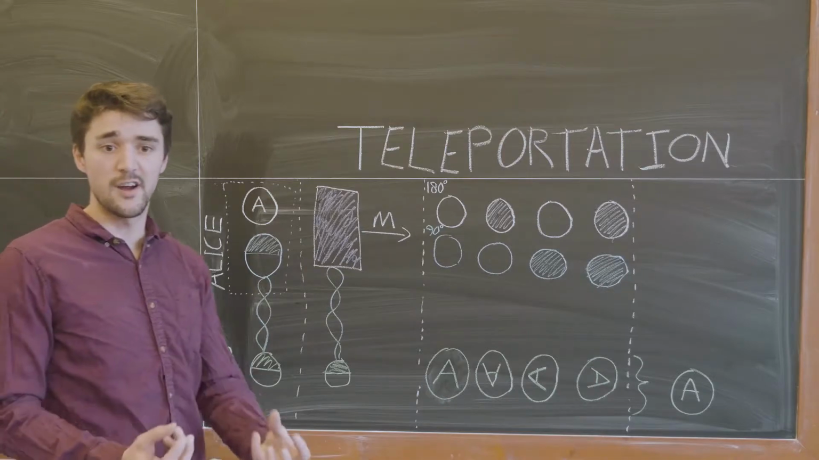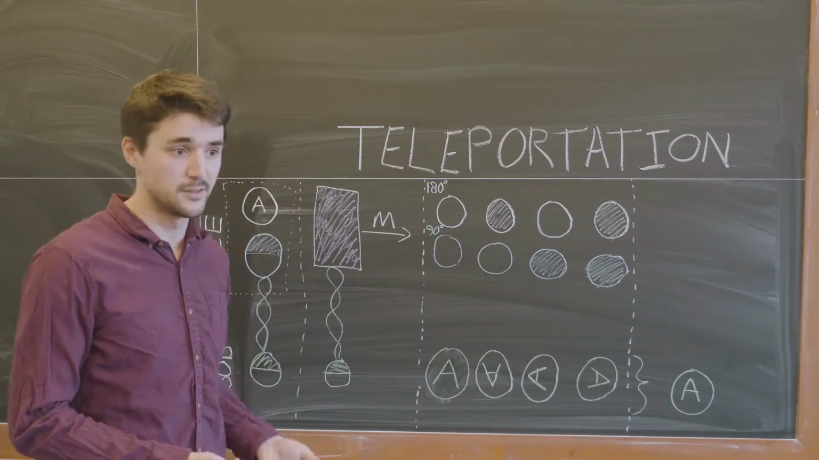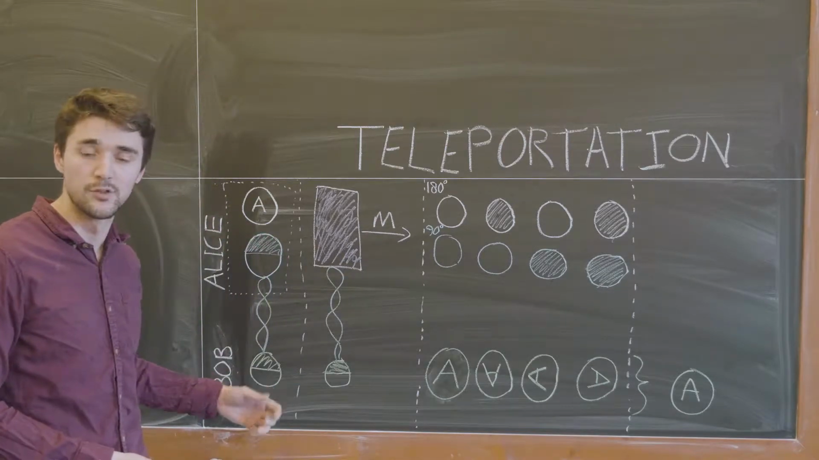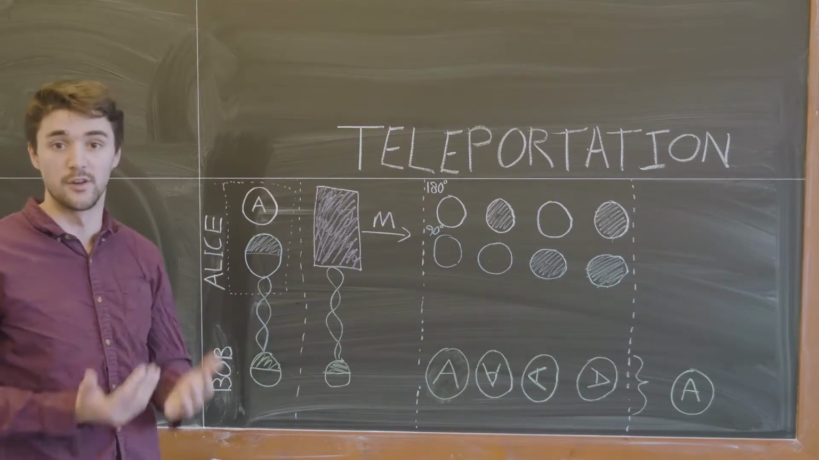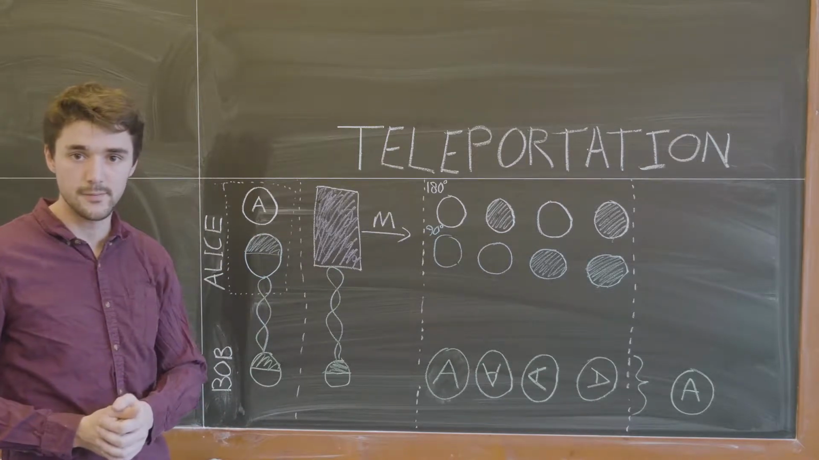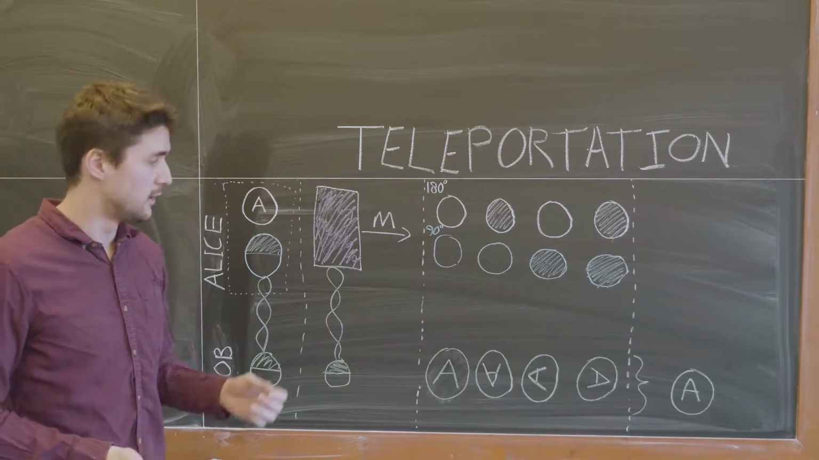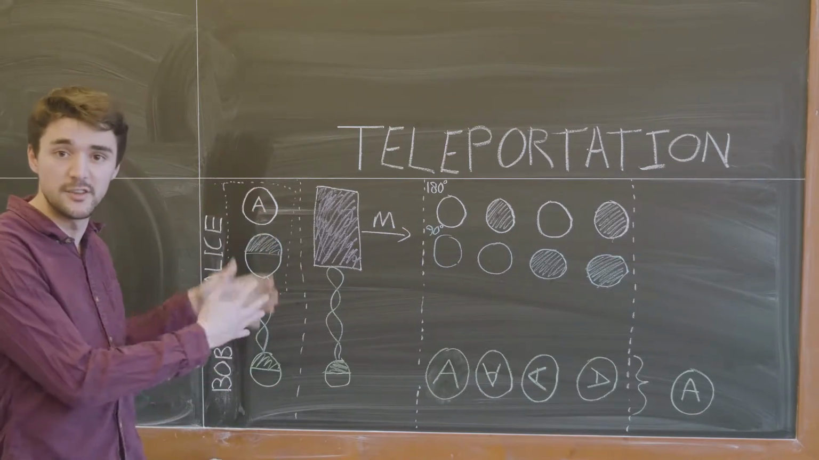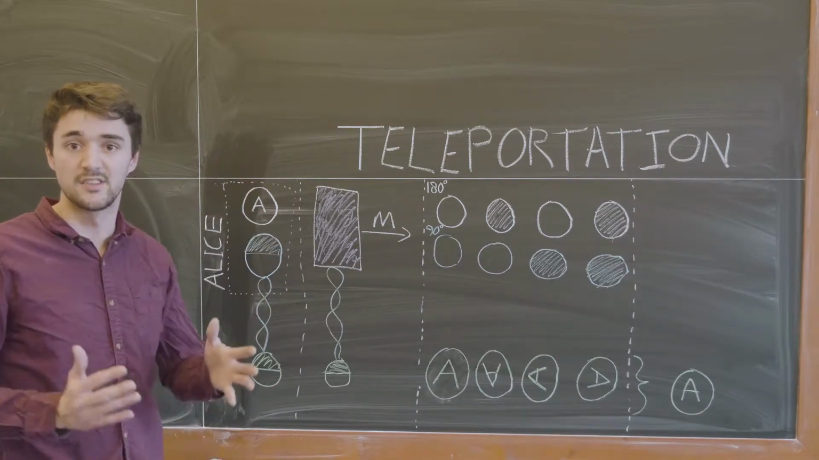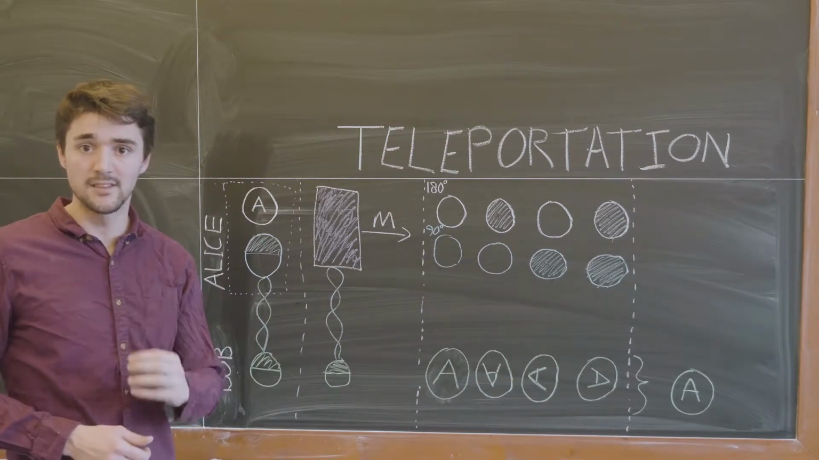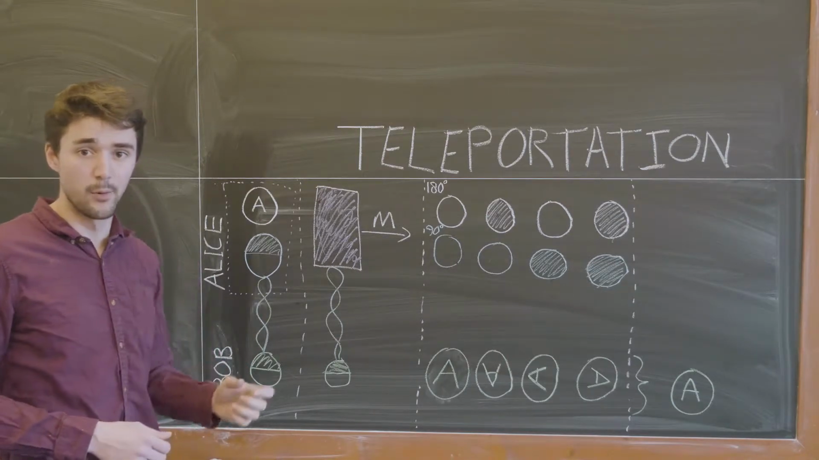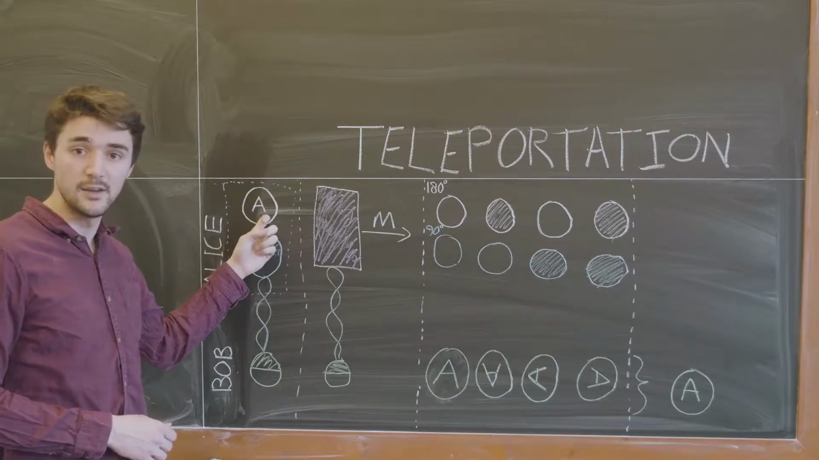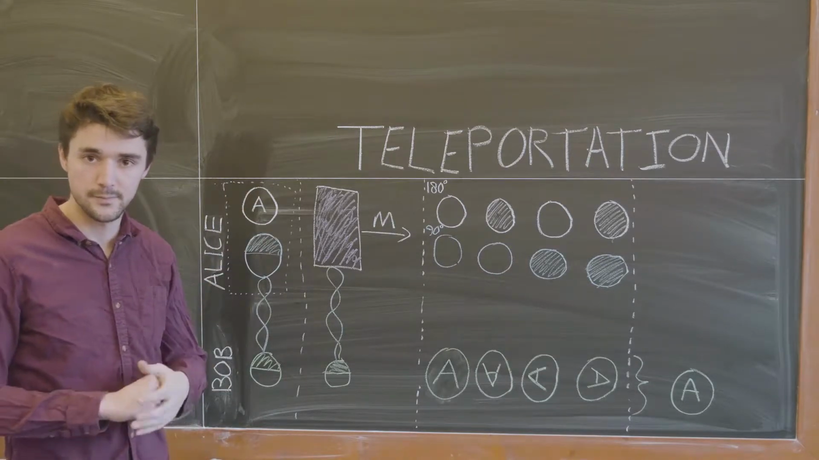Alice and Bob share an entangled state, which means Bob has one qubit of the entangled state and Alice has the other one of the entangled state. What Alice also has is another qubit, which is not entangled with any of those, which has a state A. Alice and Bob's goal is to teleport Alice's state A to Bob's qubit.